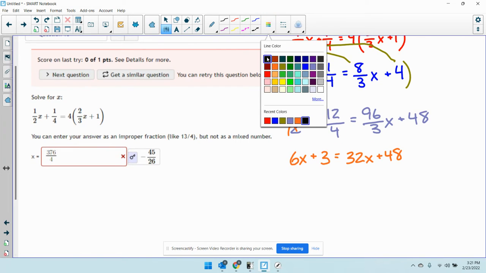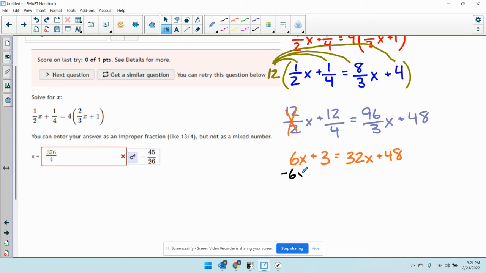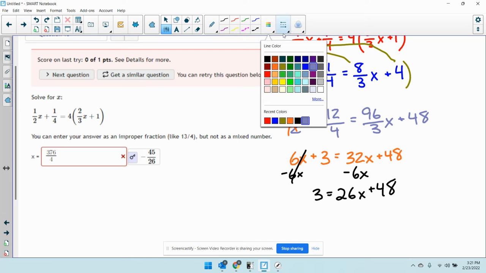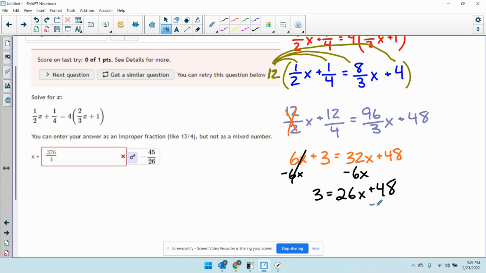Now, it's just a matter of moving anything. I'm going to subtract 6x from both sides. 6x, 6x. I get 3 equals 26x plus 48. Subtract 48. So I get negative 45 equals 26x. So dividing both sides by 26, you get x equals negative 45 over 26.